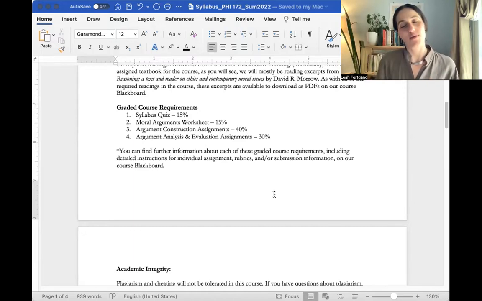Sort of the moral take-home message that you think we should get from your evaluation of the actions taken in that particular scenario. And then conversely, argument analysis and evaluation assignments are going to be going into someone else's argument and picking out the reasons why they think what they think, and then you asking yourself, do I think those are good reasons? Should I accept their moral take-home message?